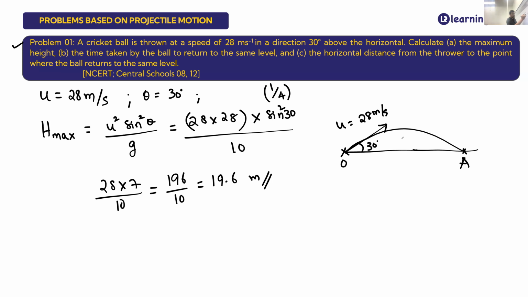Means the height from the bottom to the topmost point is going to be 19.6 meter. Am I clear with this? Right. So that is the answer for the first part of the question.